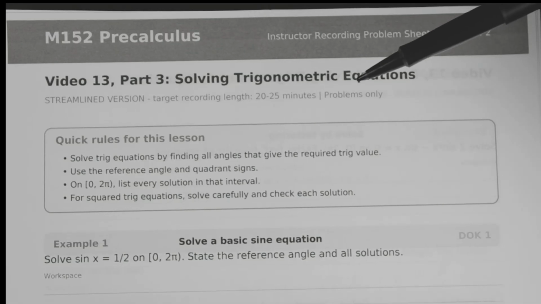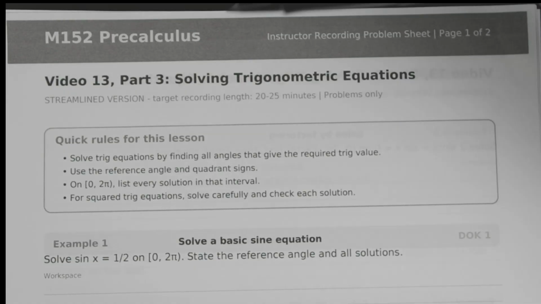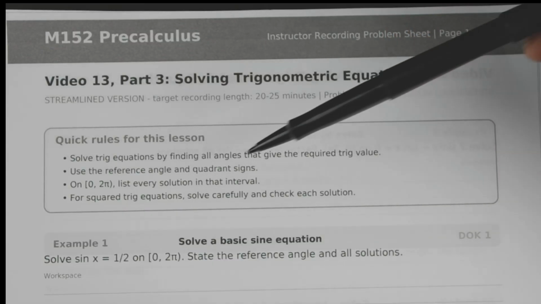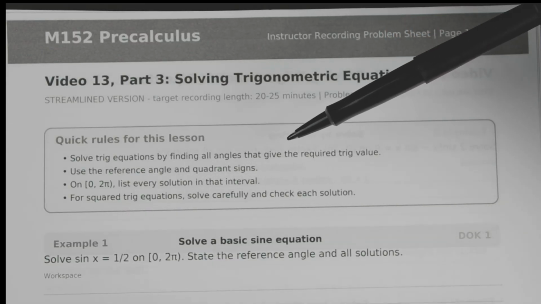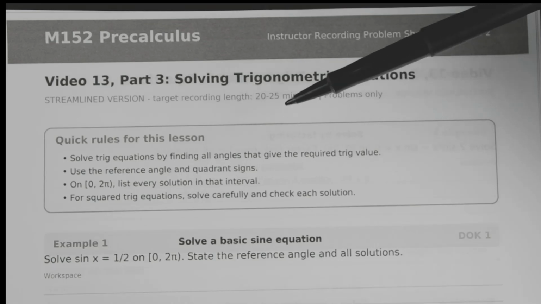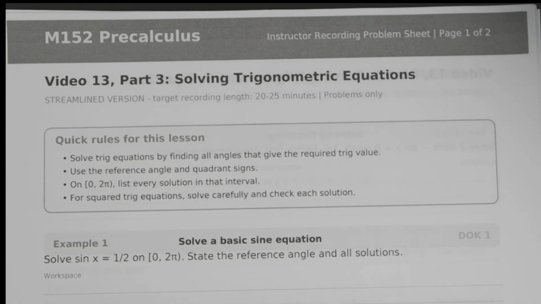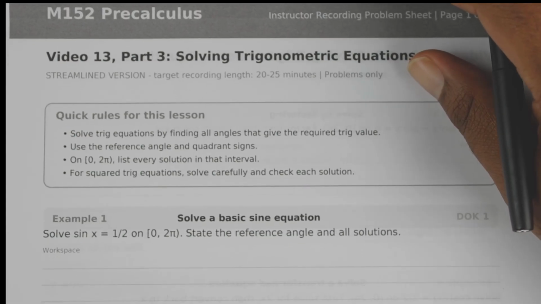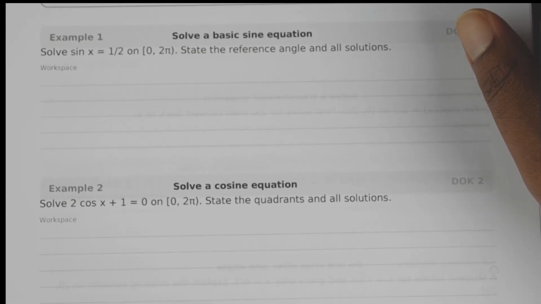Solve trig equations by finding all angles that give the required trig value. Use the reference angle and quadrant signs. On 0 to 2 pi, list every solution in that interval. And then for squared trig equations, solve carefully and check each solution. The main idea is that you do not stop after one angle, and you need to use the unit circle and find every angle in the interval. Okay.